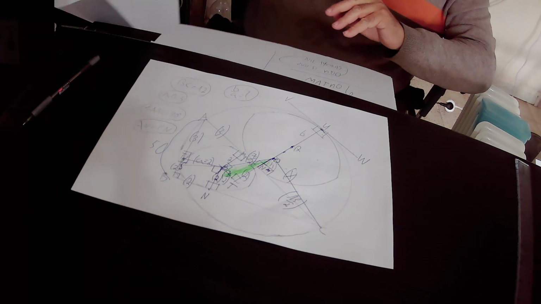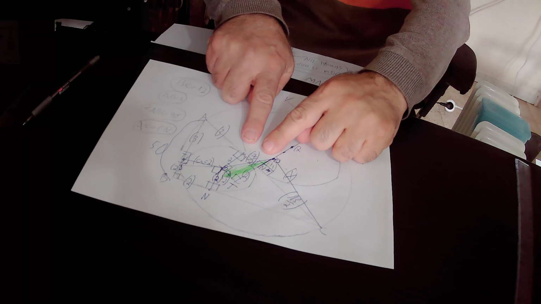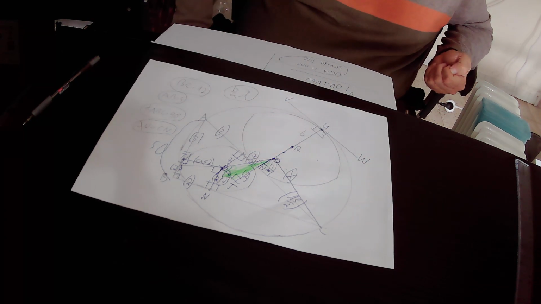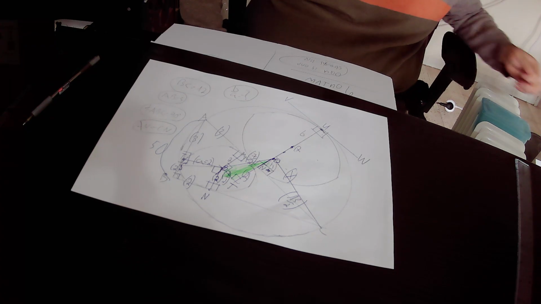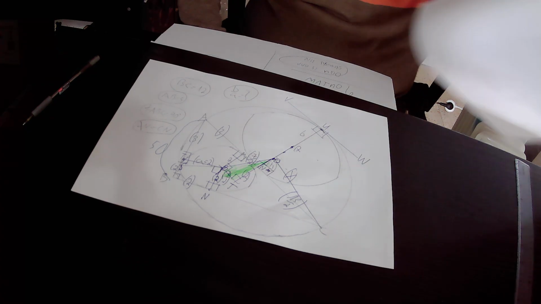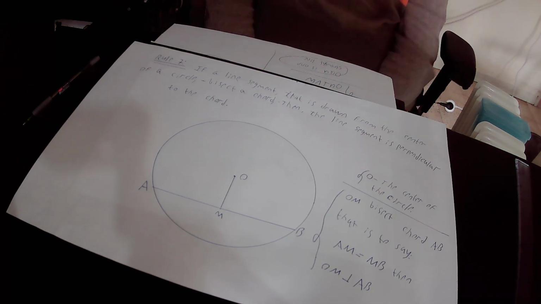So you can write here that this line segment MN equals 7 over 2 units in length. Then I presented to you rule number 7 and we implemented rule number 7 in our drawing. According to rule number 7, if a line segment that is drawn from the center of a circle bisects a chord, then the line segment is perpendicular to the chord.